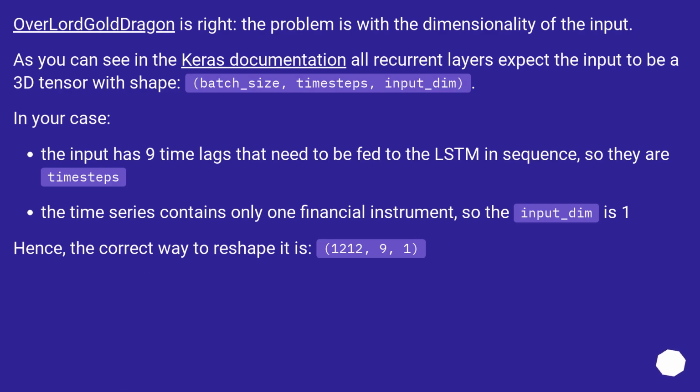Overlord Gold Dragon is right, the problem is with the dimensionality of the input. As you can see in the Keras documentation, all recurrent layers expect the input to be a 3D tensor with shape batch_size, time steps, input_dim. In your case, the input has 9 time lags that need to be fed to the LSTM in sequence, so they are time steps. The time series contains only one financial instrument, so the input_dim is 1. Hence, the correct way to reshape it is 1212, 9, 1.